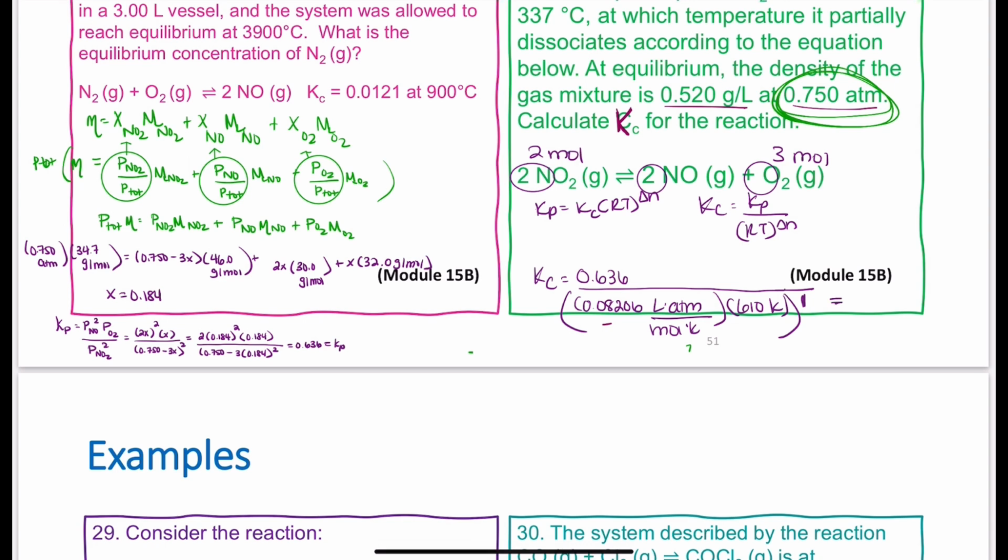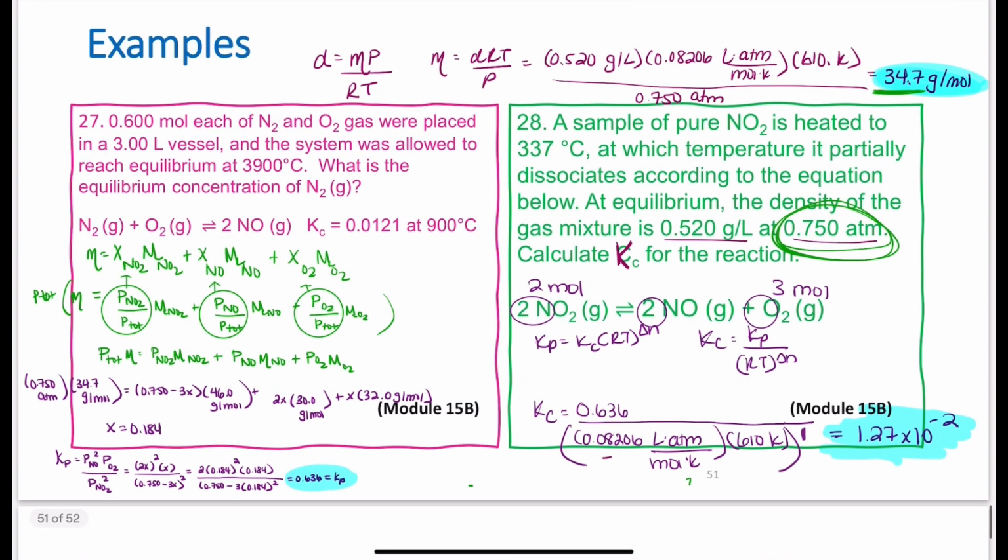My Kc value comes out 1.27 times 10 to the negative 2. So again, Kp was less than 1, Kc is less than 1. Remember, negative 2 doesn't mean raise to the negative 2 power, it just means it's small. It doesn't mean that it's a negative number. That problem was a doozy. It's a big problem. That's definitely another challenge problem out of the textbook.